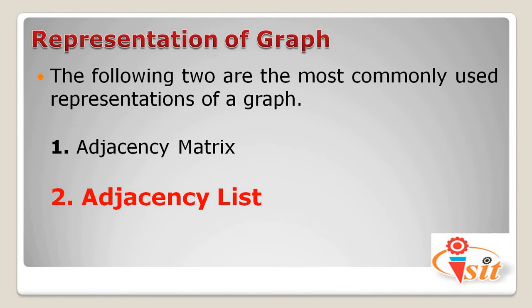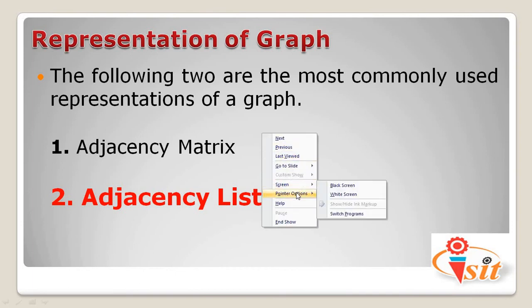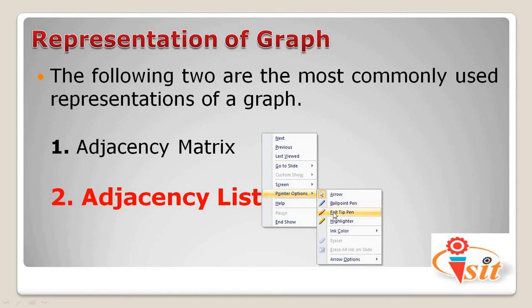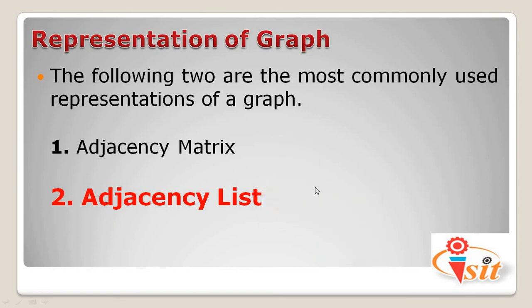Now the thing is, the following two are the most commonly used representation of a graph, that is adjacency matrix and adjacency list. So in previous lecture we have learned the thing related to the adjacency matrix, and today we are going to discuss about the adjacency list.